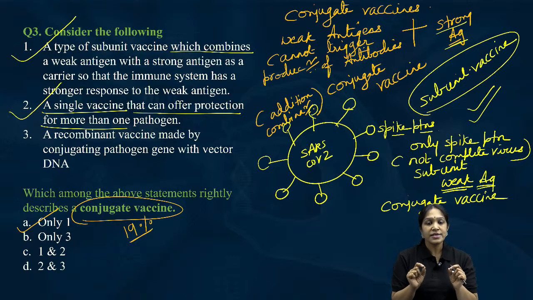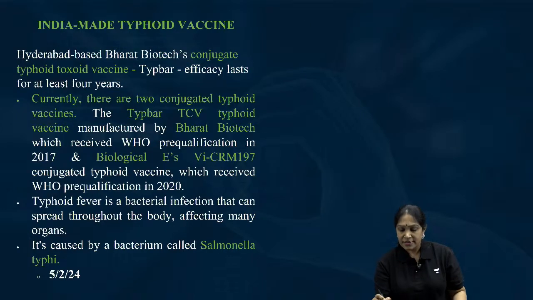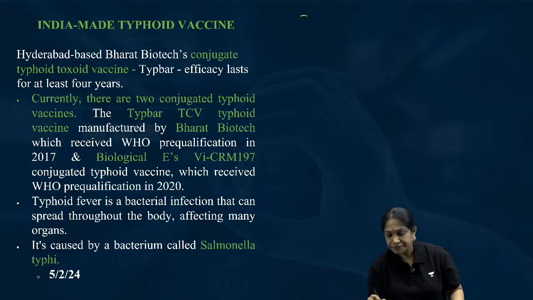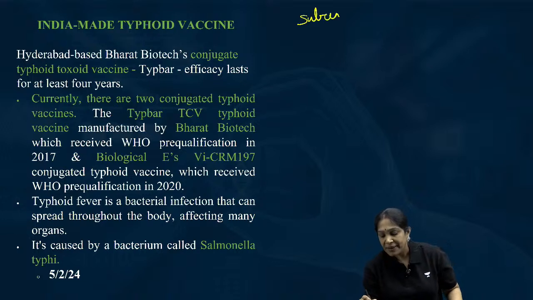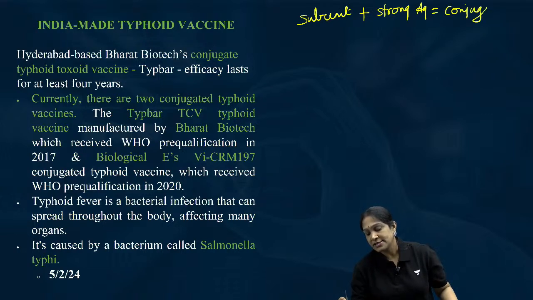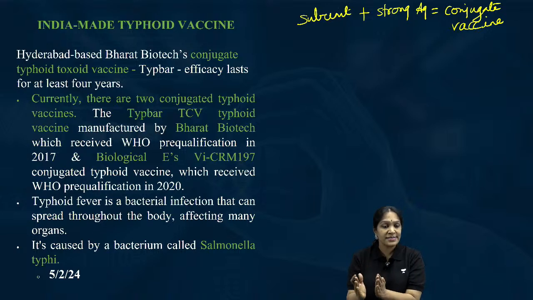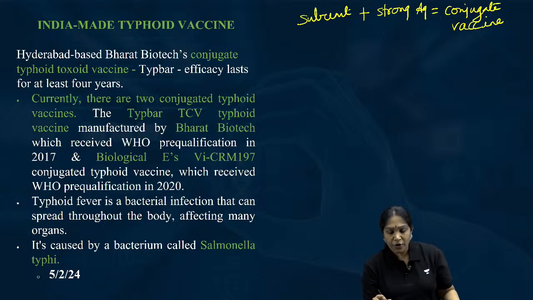Vaishnavi, conjugate is not a part of the subunit. Look here. Subunit plus its elder brother is called a conjugate vaccine. Is that clear? Subunit plus its elder brother. Whom am I referring to as elder brother here? The strong antigen. And what is the subunit? The spike protein.